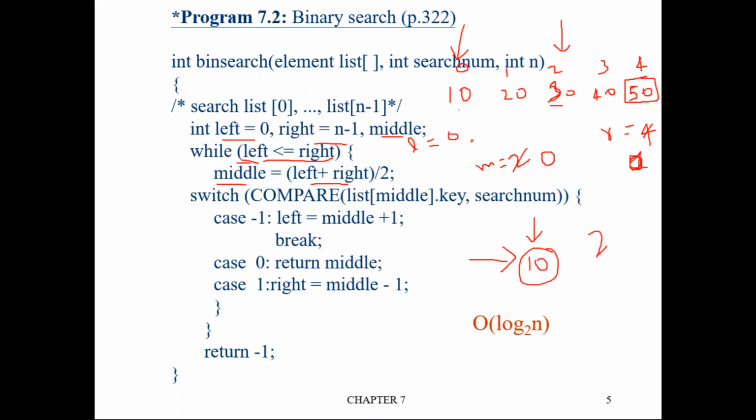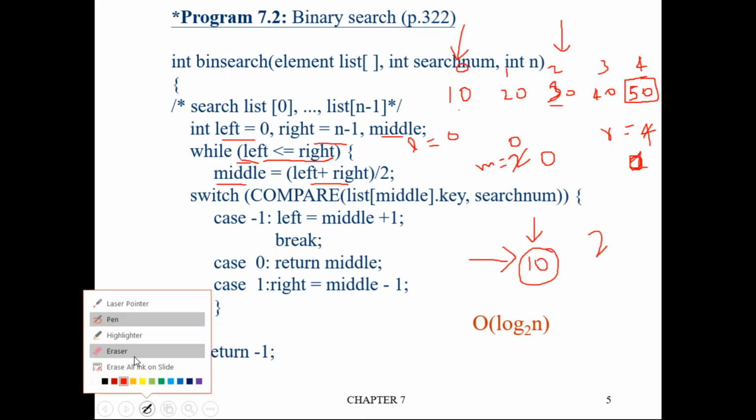Again if you compare, left plus right by 2, 0 by 2 is 0. Second time also middle is 0. Sorry, middle is 0. Previous round middle is 0.